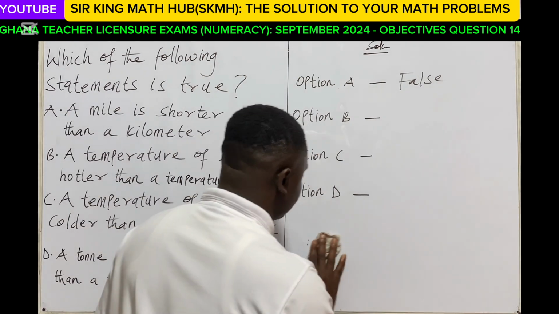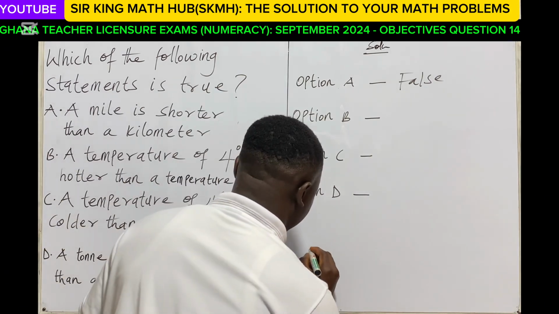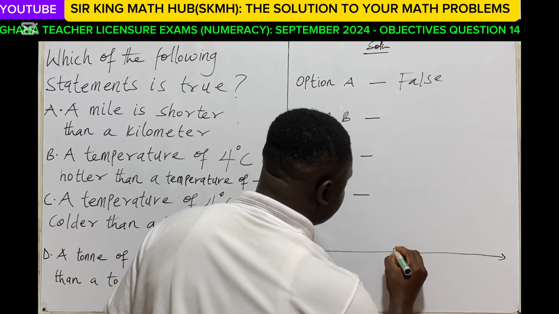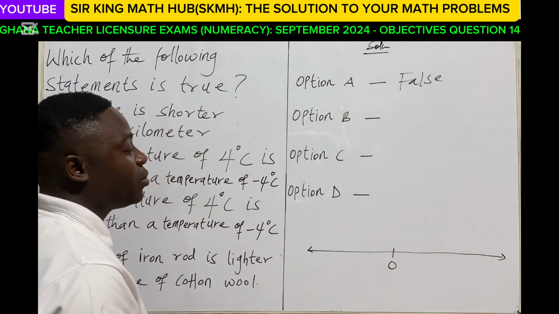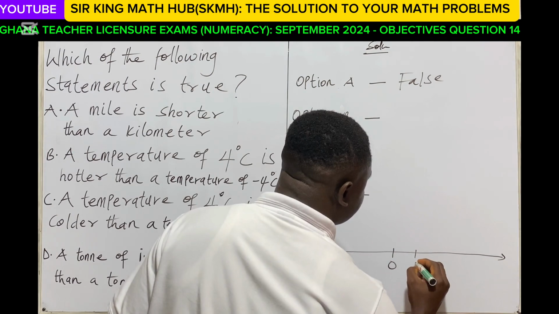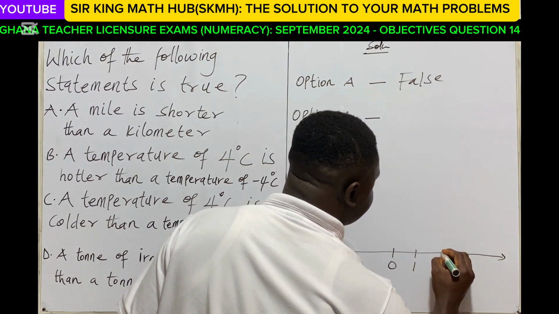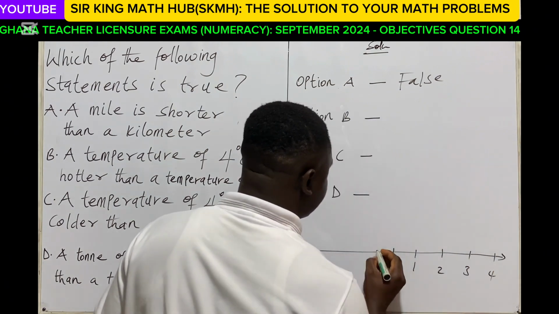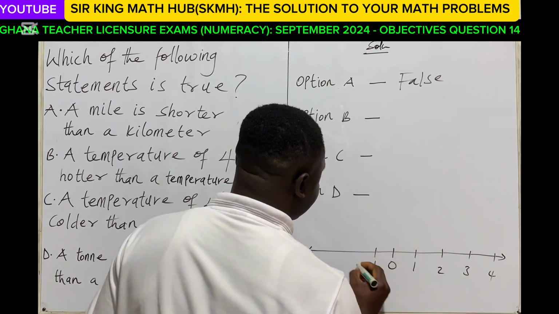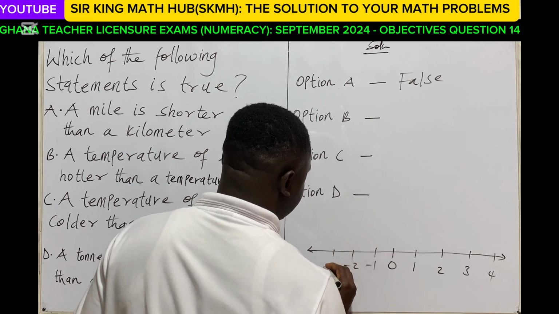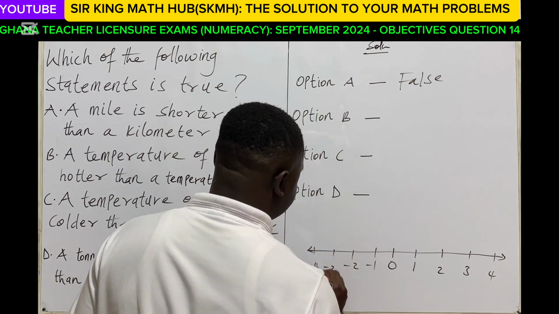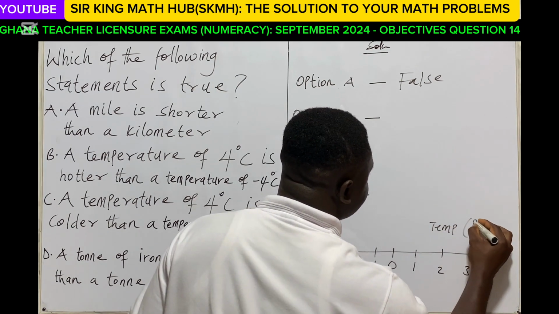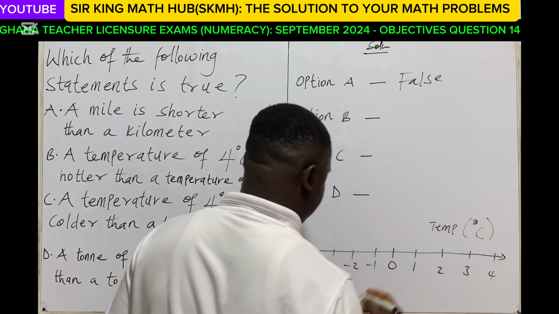So now, let's have our temperature scale. 0 is our reference point. Then we have +1, 2, 3, and then 4. And then on the left hand side of 0, we have negative numbers, and then -4. Remember, this is temperature measured in degrees Celsius.